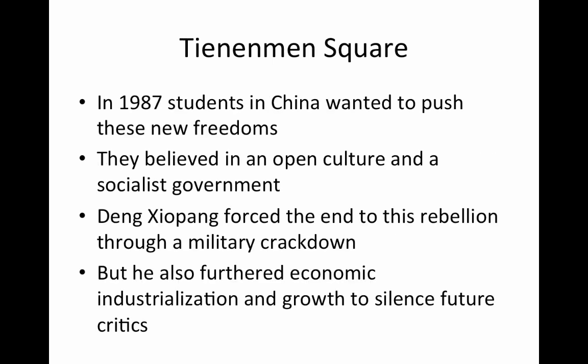However, in 1987, students in China wanted to push for more freedoms. They believed in an open culture and a socialist form of government. Deng Xiaoping forced the end to this rebellion through a military crackdown in Tiananmen Square. But when this was all done, he realized that he had to further economic industrialization if he was going to silence future critics.